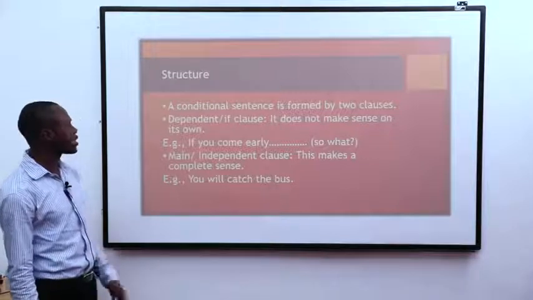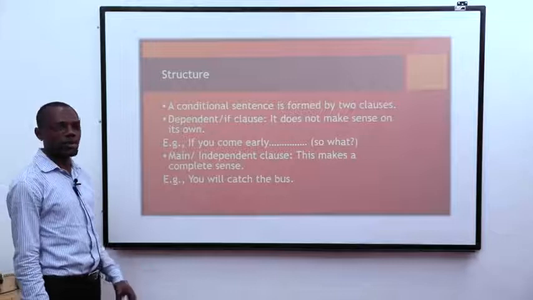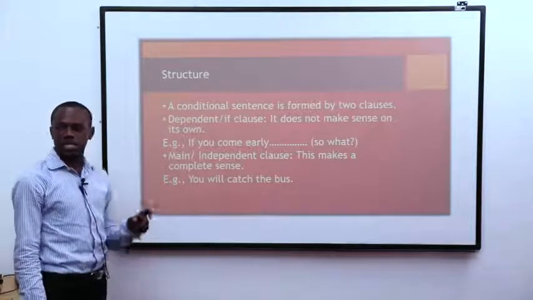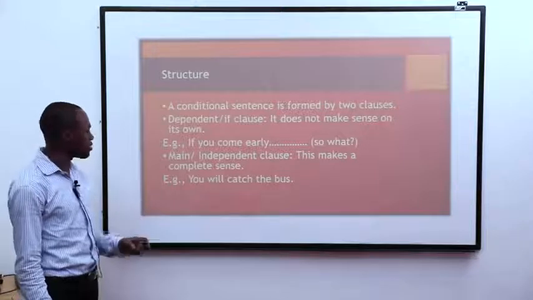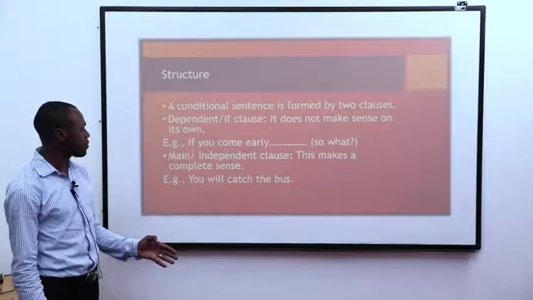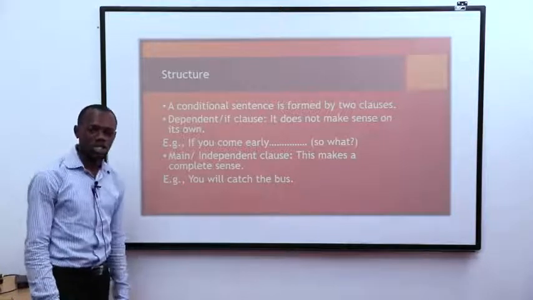So you can have a sentence like this one: if you come early. This is not complete by itself unless you complete it by using an independent clause. So you can complete it by saying, you will catch the bus. So if you come early, that is the dependent clause. You will catch the bus, that is the independent clause.